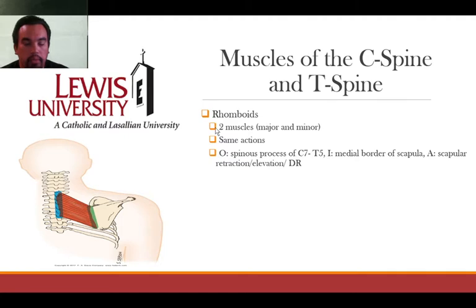We have the rhomboids. The rhomboids are two different muscles. We have the major and the minor, and they have the same actions. So both of them are the same. They just lay over each other. They originate on the spinous process of C7 to T5. They insert on the medial border of the scapula, and their actions are scapular retraction and elevation and downwards rotation. Because it is so broad, it does play a part in all of these.